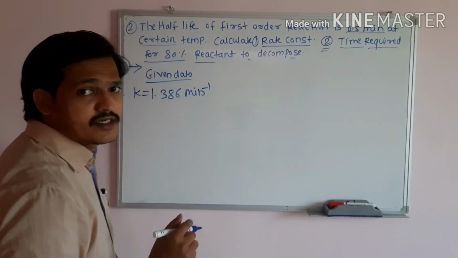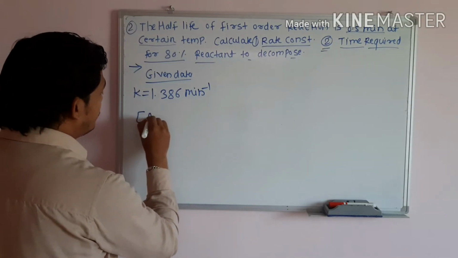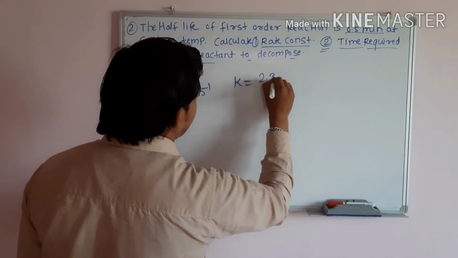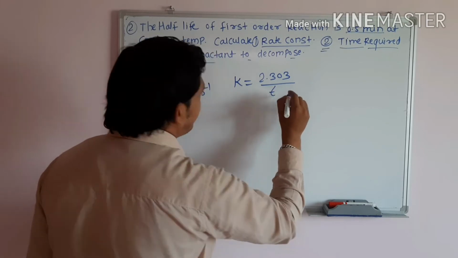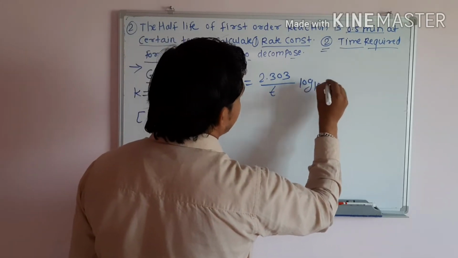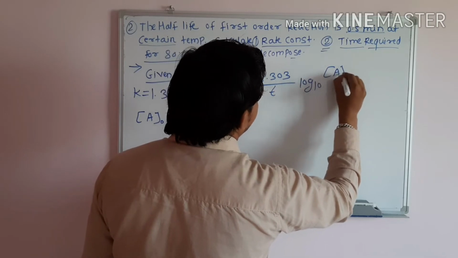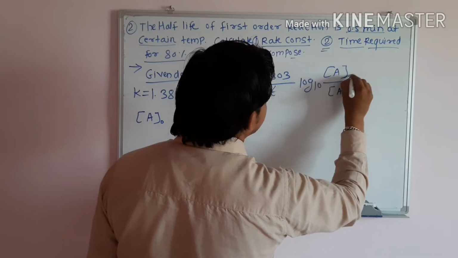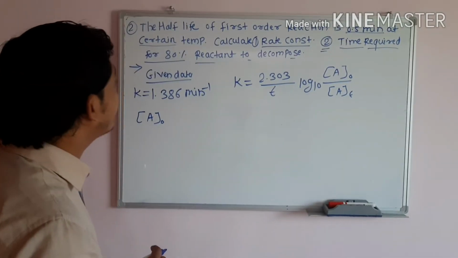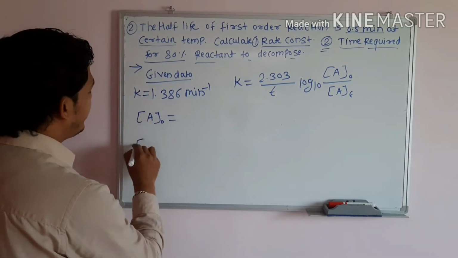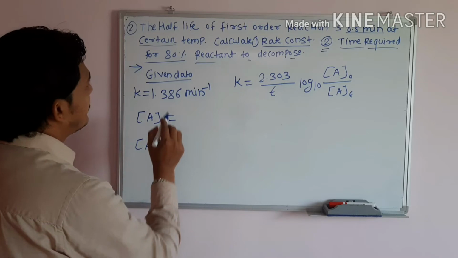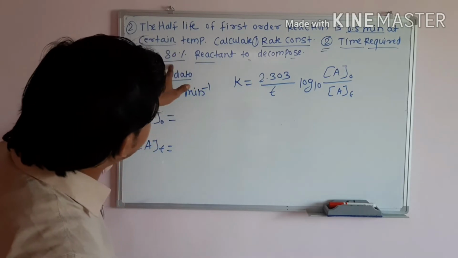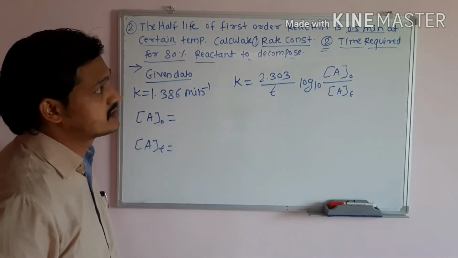So the initial concentration must be... we have to use the integrated rate law formula for a first-order reaction: 2.303 divided by T log to the base 10 A0 divided by At. But the direct value is not given, so we have to find the exact values of A0 and At. Please remember that 80% of the reactant decomposes. What is the time required for 80% reactant to decompose?